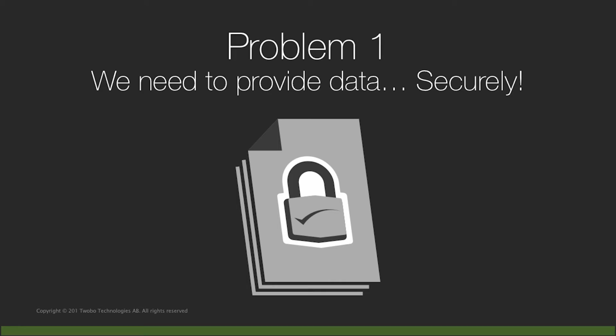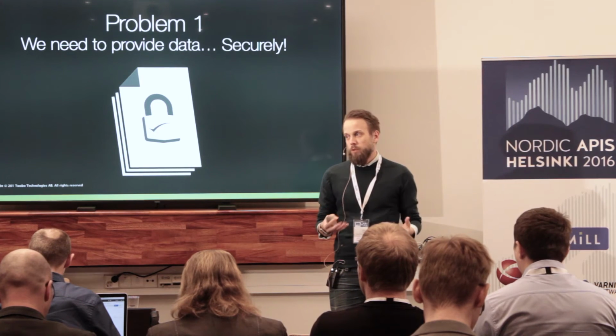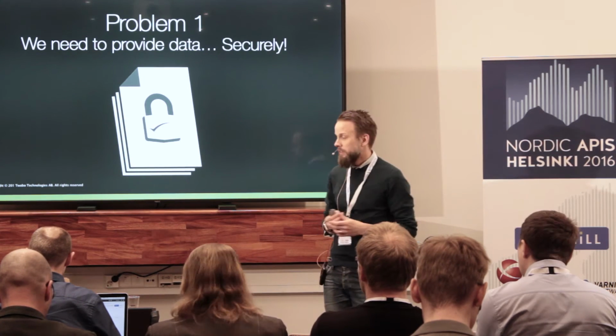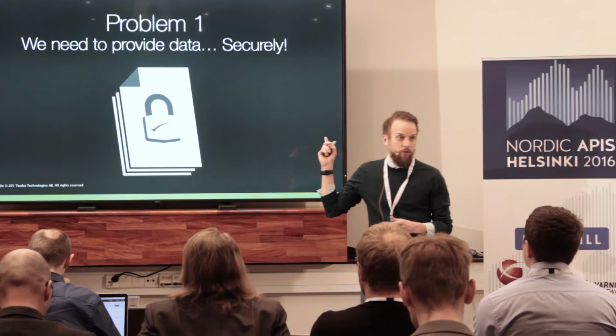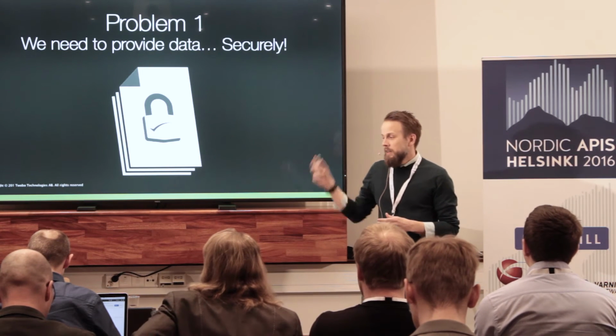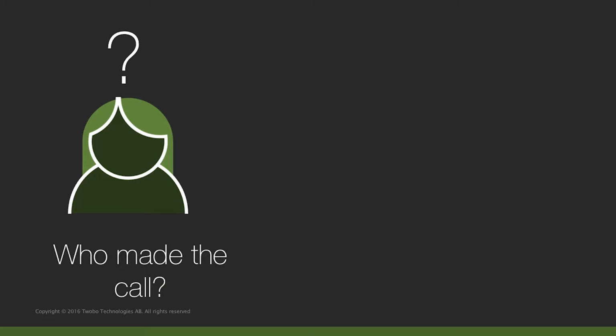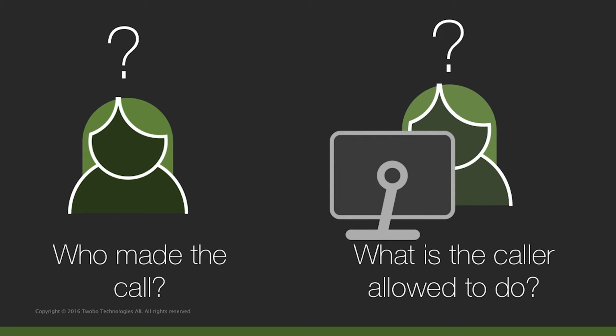What we really want to do is we want to solve a couple problems. We need to provide data. That's the essential problem we're trying to solve when we're building an API. And obviously, we need to do it securely. We need to make sure that the right person is making the call. So we need to answer this question, who made the call? But we also need to answer the question, what is the caller allowed to do? And the caller in this case could be both the client, the application, and the user who made the call. We need to know both.